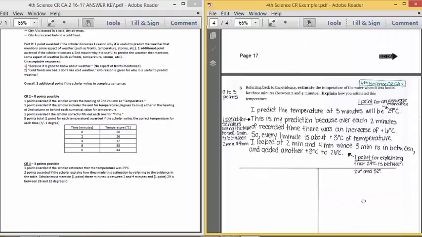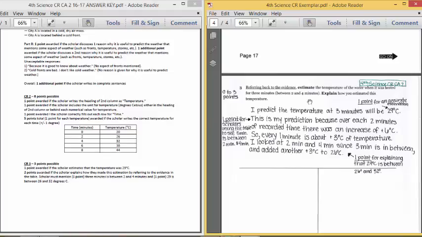Part 3 asks scholars to refer back to the evidence from the table and from the thermometers to estimate the temperature of the water when it's heated for 3 minutes, which is between 2 and 4 minutes, and then to explain how they got that answer. So first of all, they'll get between 0 and 3 points overall for this question. They first will get 1 point if they estimate that the temperature is 29 degrees. By stating, I predict the temperature at 3 minutes will be 29 degrees.